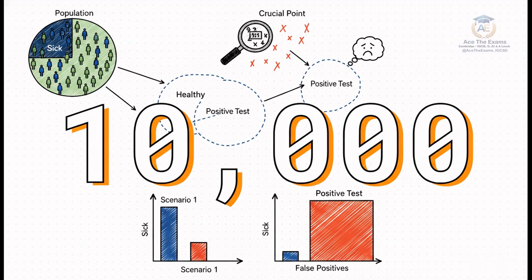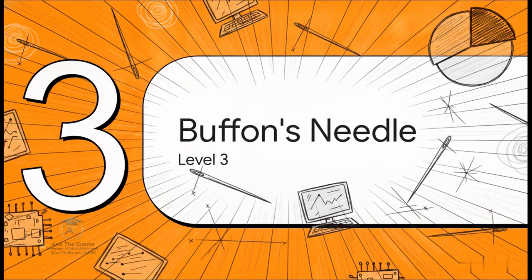By testing a huge population for a rare disease, the false positive ratio skyrockets to over 70%. It completely shatters human intuition. Crazy enough, if you test positive in Scenario 2, mathematically speaking, you're actually way more likely to be perfectly healthy. Okay, let's step into level 3, Buffon's needle experiment.